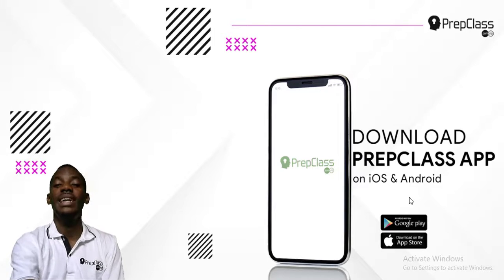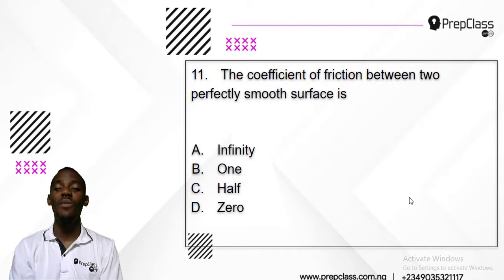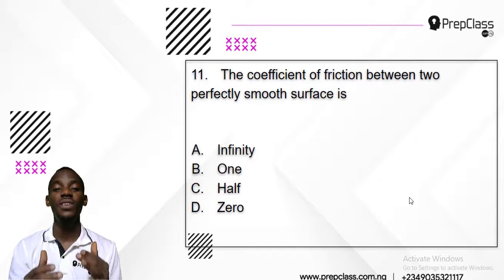Now let's get to number 11. Number 11 says the coefficient of friction between two perfectly smooth surfaces is what? This question is based on friction, right? Friction occurs between surfaces that are not smooth. Like if you are walking on a tarred floor, there is less friction and you can fall down. So friction has to do with surfaces that are not smooth.